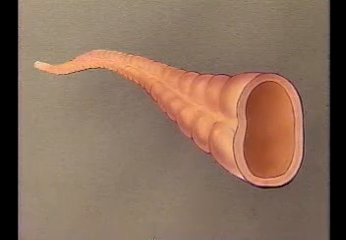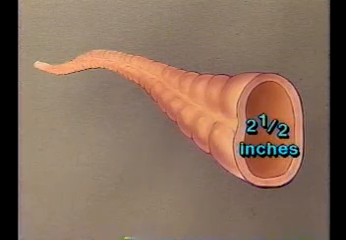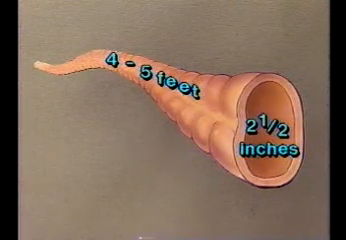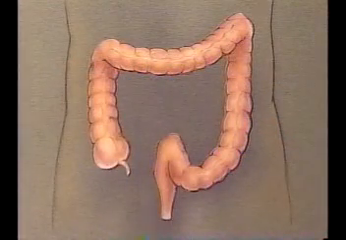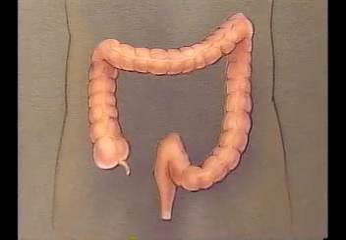The colon is a tube about 2.5 inches wide. Stretched out, it would measure 4 to 5 feet long. As you can see, however, the colon isn't straight. There are several bends and turns between the cecum and the anus.